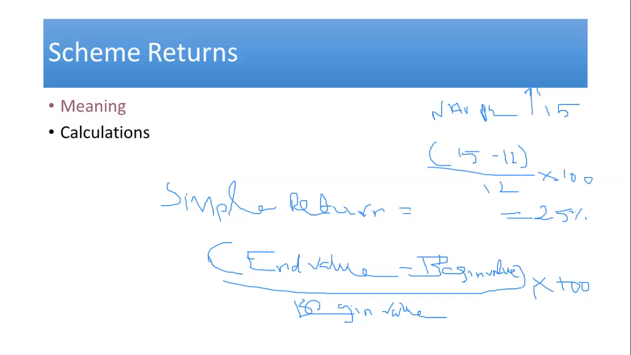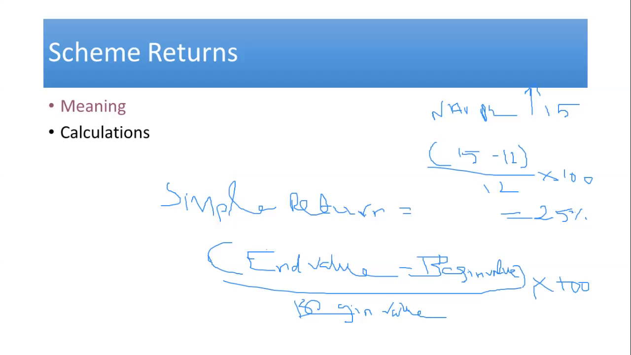Suppose this 25% return is related to the last 8 months or last 6 months, then it will be converted to a year. So it is a very simple way to understand how much return I am going to get in the simple return, or the scheme return. Scheme return is nothing but the simple return earned in a particular scheme in less than a year or a minimum of 12 months.